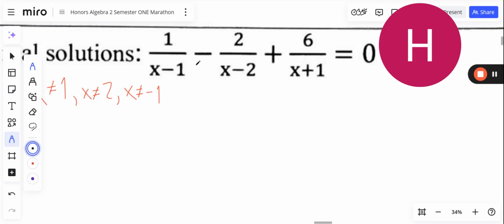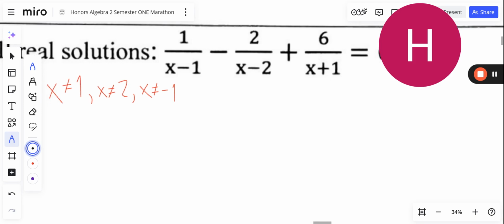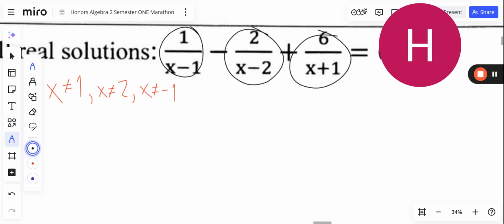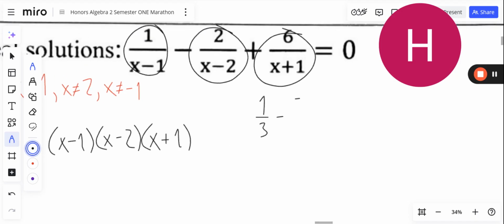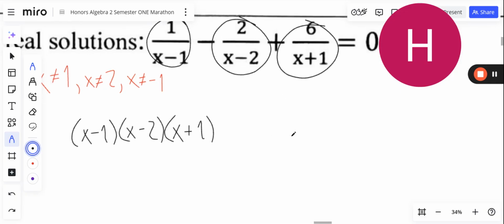Now, how do we fix this? We have these kind of tough fractions to deal with. We can multiply everything, and I mean everything, each one of these 3 fractions, by the least common multiple, which would be (x minus 1) times (x minus 2) times (x plus 1). It's like if you had fractions, guys. If you just had like 1 over 3 minus 2 over 7 plus 6 over 5, you would have to multiply them all by 3 times 7 times 5 to get the same denominator. So we're really doing the same thing here, but instead of having just single numbers in the denominator, we have variable expressions. So like x minus 1, x minus 2, x plus 1.